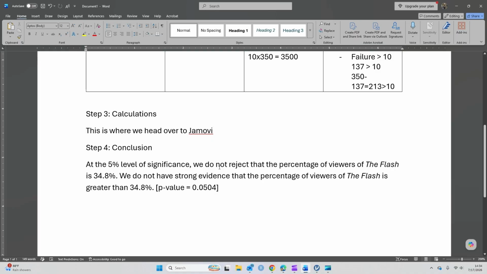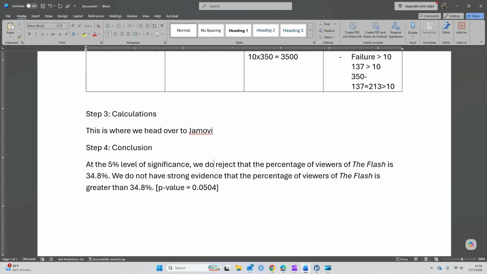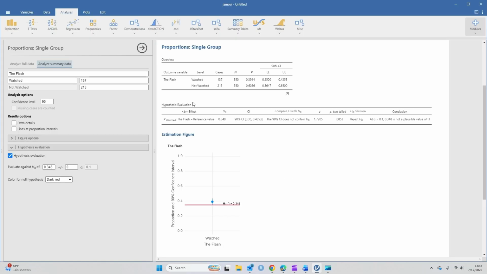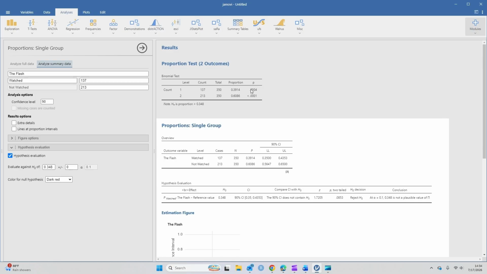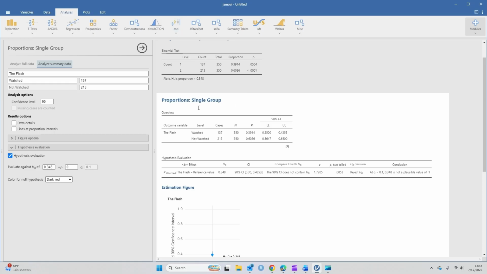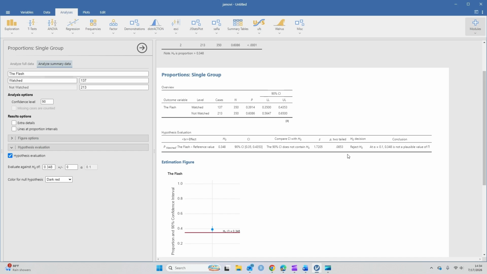I think this is probably better. I would say we do reject. We do have strong evidence, and the evidence is because we have the 0.427 when I cut it in half and round to 4 decimal places. I'm not quite sure why Jamovi has one p-value for the two proportion test versus the single group proportion here. I like this a lot.